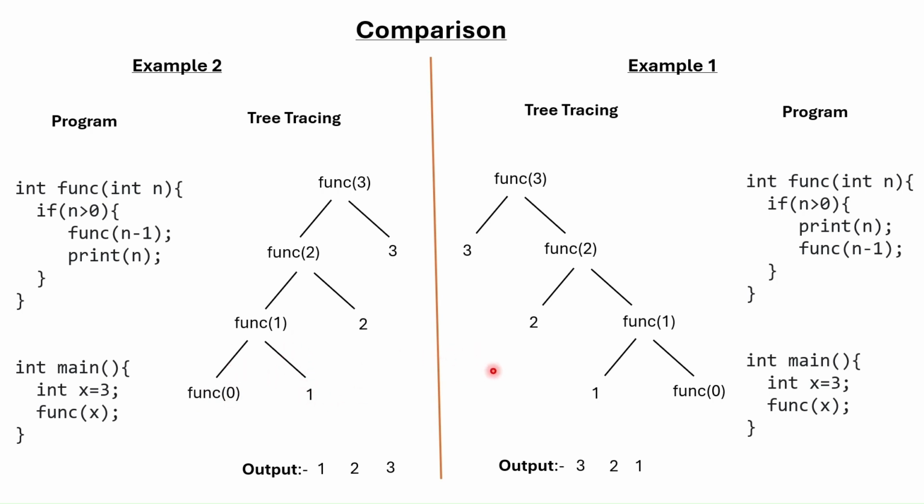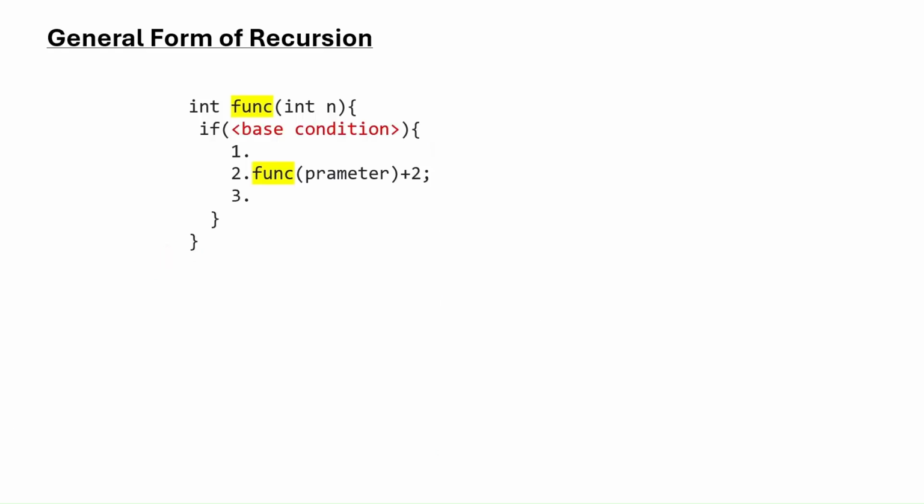So from these two examples, what can we conclude? We can conclude that if the print statement is written above the function call, then it is executed at the calling time. And if the print statement is written after the function call, then it is executed at the returning time. So let us now again look at the general form of recursion.